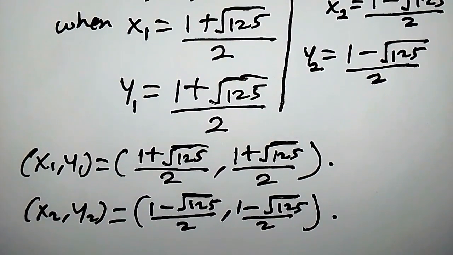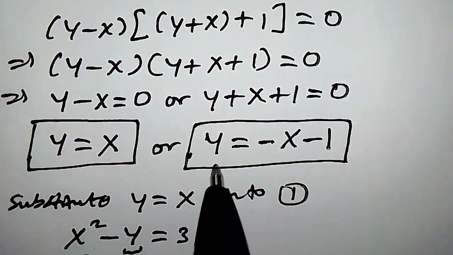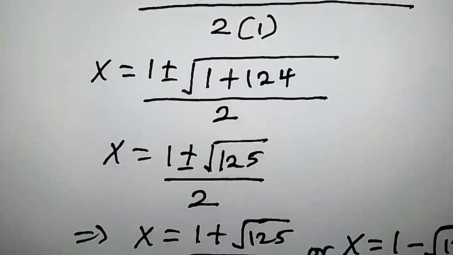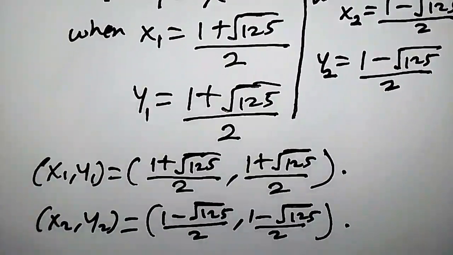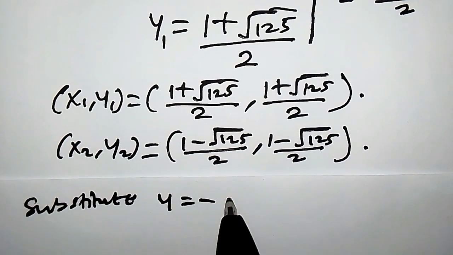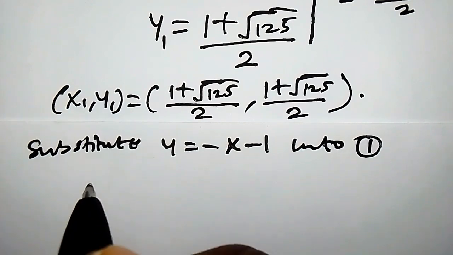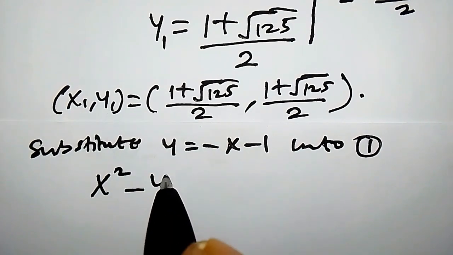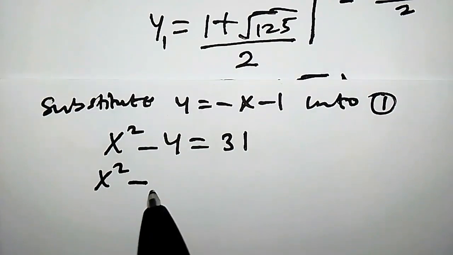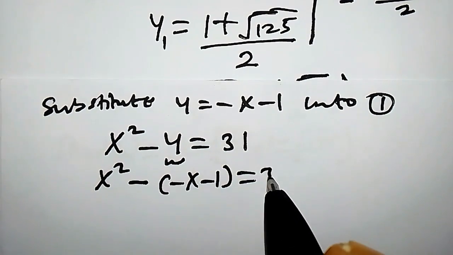The next step now is to consider when y is equal to minus x minus 1. Let's proceed further. Substitute y equal to minus x minus 1 into equation 1. What is equation 1? Equation 1 is simply x squared minus y equal to 31. So, x squared minus, replacing this particular y with this, we have minus (minus x minus 1) equal to 31.